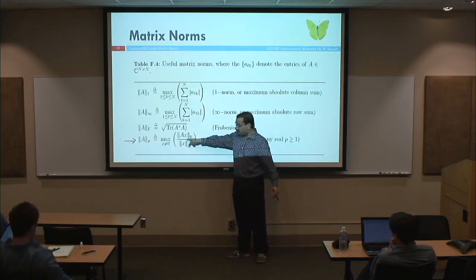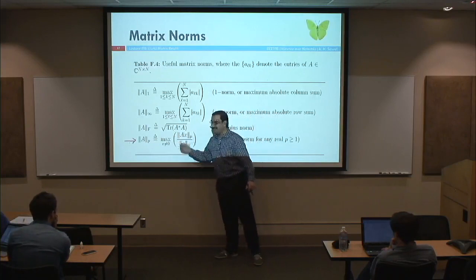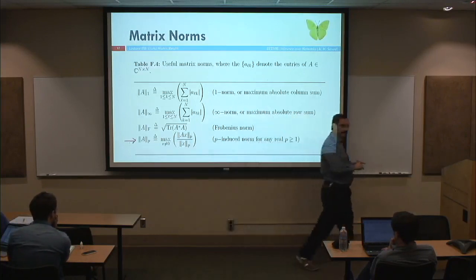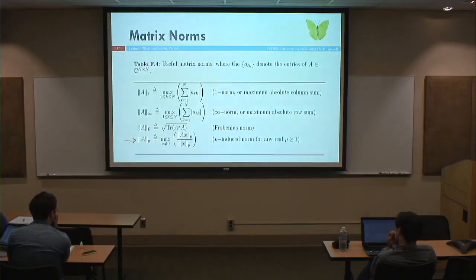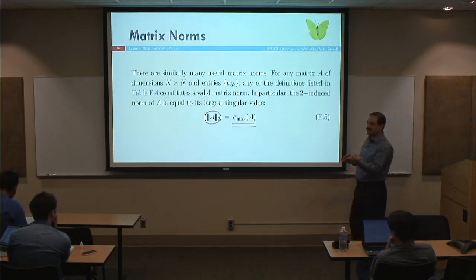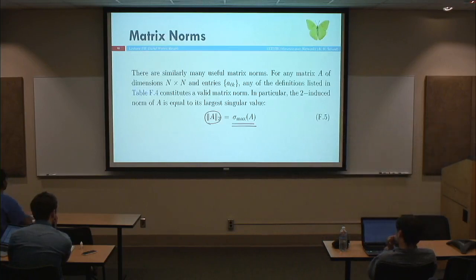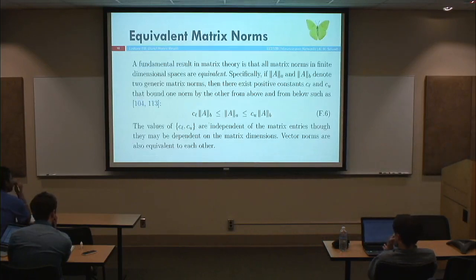For example, when P is 2, you can show that this is the maximum singular value of A. This is what I wrote on the previous slide. The maximum singular value of A is the 2 induced norm of A. That ratio you can show. So the maximum singular value of a matrix is a norm.